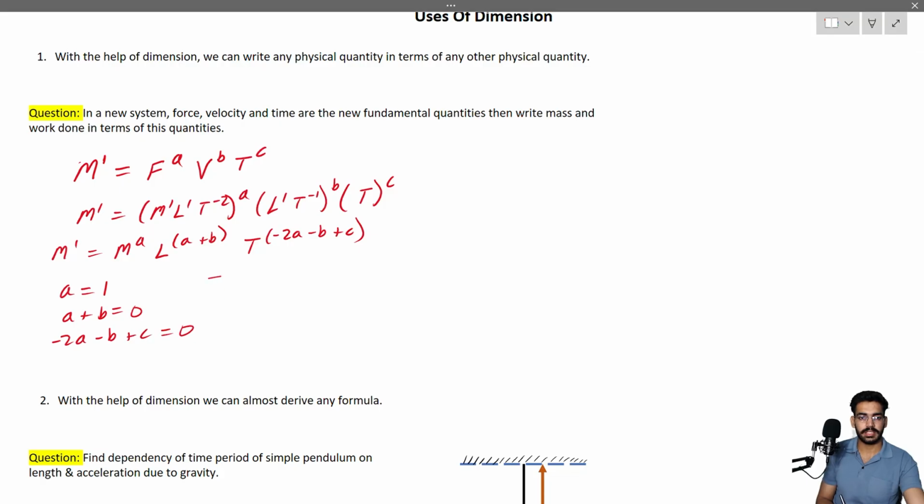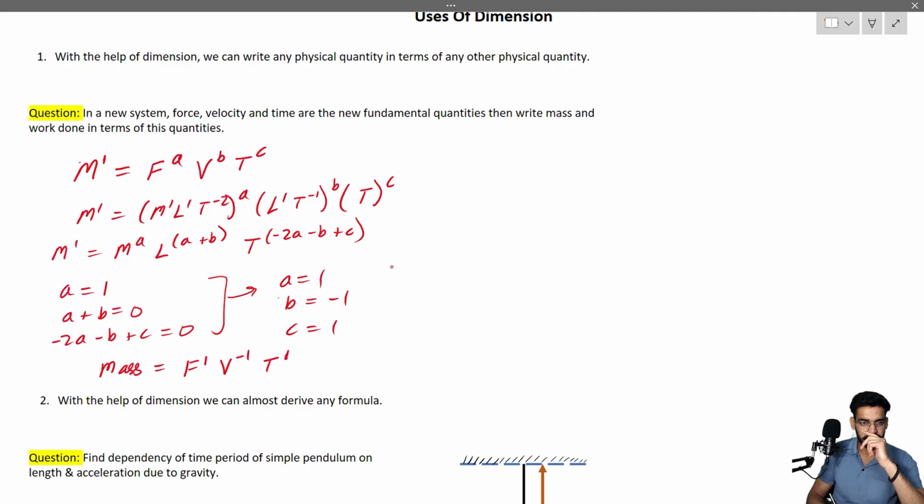So from these three equations, we get a equal to 1 and b equal to minus 1 and c equal to 1. So I can write mass as f to the power 1, v to the power minus 1 and t to the power 1, as it is.